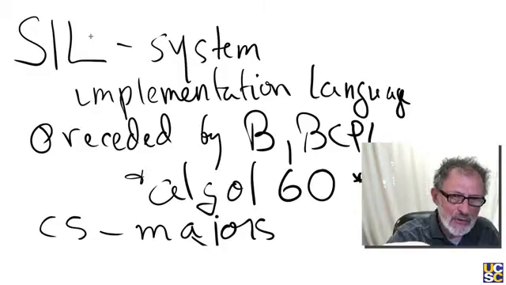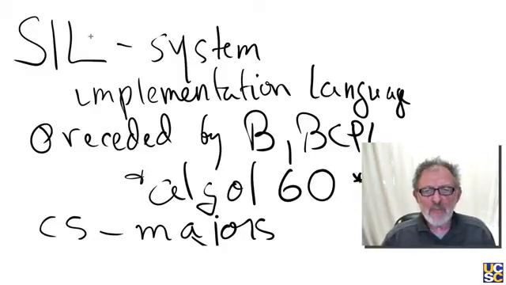C is sometimes referred to as a systems implementation language. Later, it got to be used as a general purpose language, but it was originally used to replace languages like B, its predecessor, and BCPL, which was B's predecessor, which were also being used to implement small operating systems. And they were also critically reliant on the design of ALGOL 60.